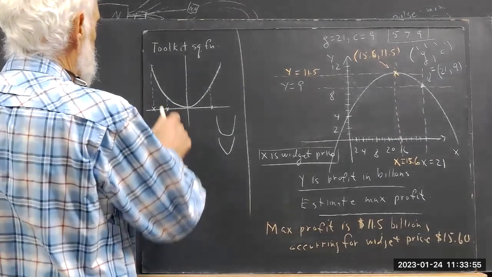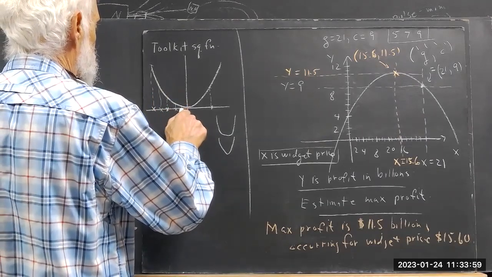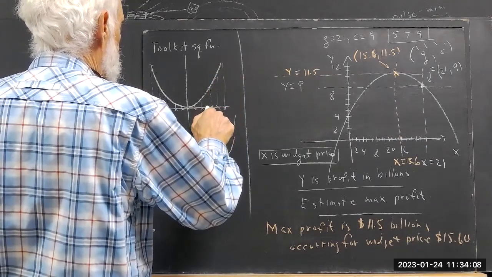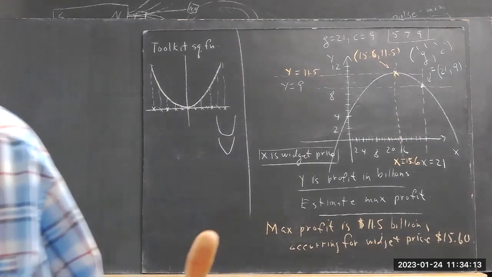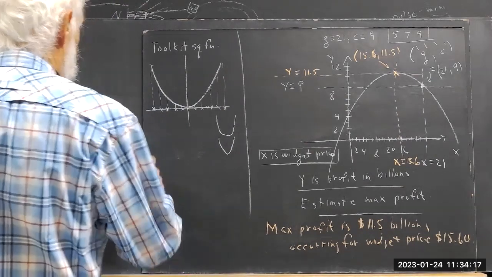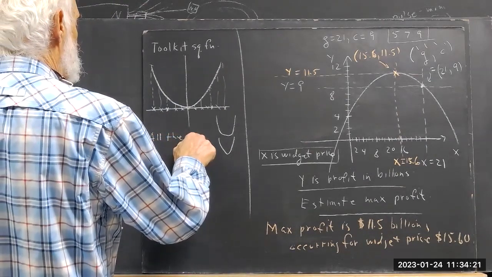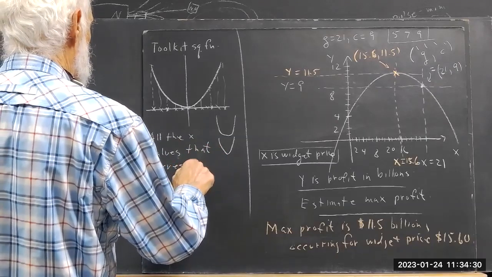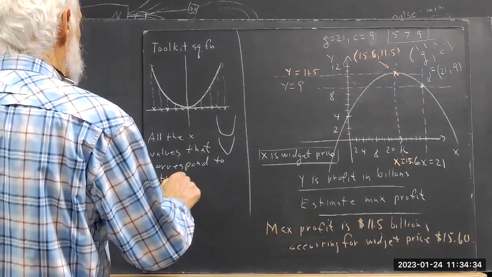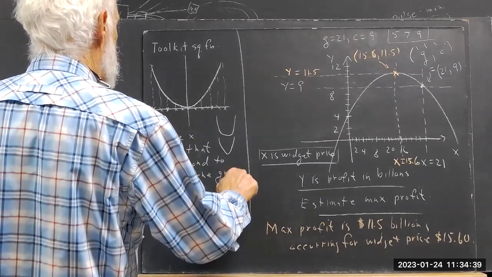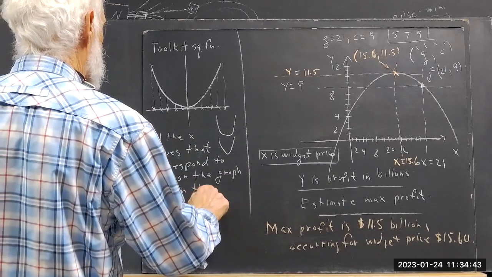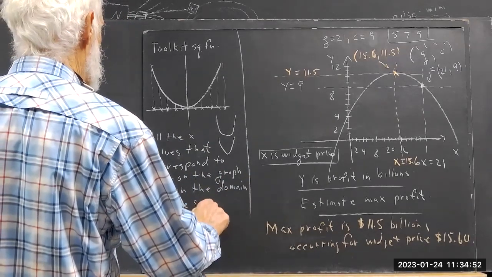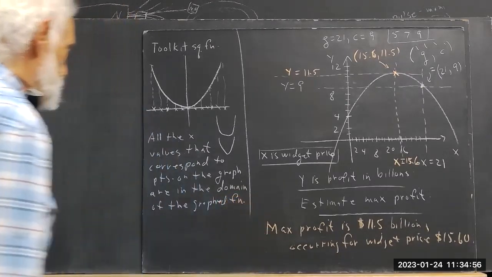I'm going to start at the left. We've got a point, then I'll draw some more points. I'll draw one here, one here, one here. There's a point right here, one over here, one here, and a point all the way to the right here. Make sense? Those points are in the domain. All the x values that correspond with points on the graph are in the domain of the graph function.